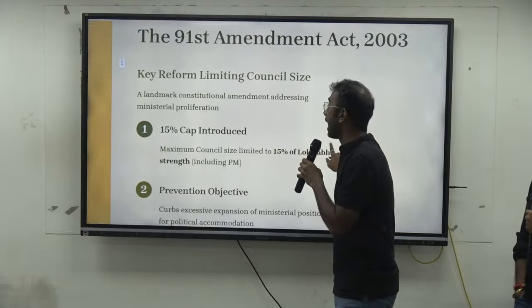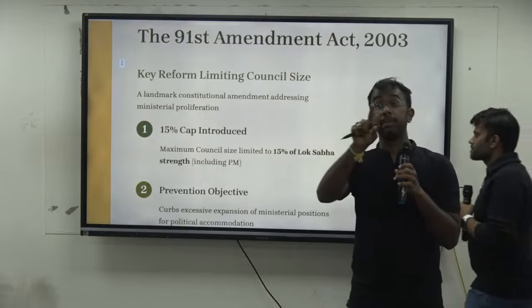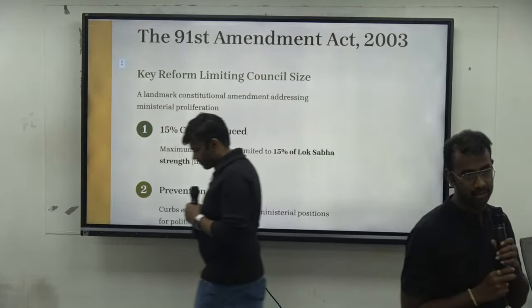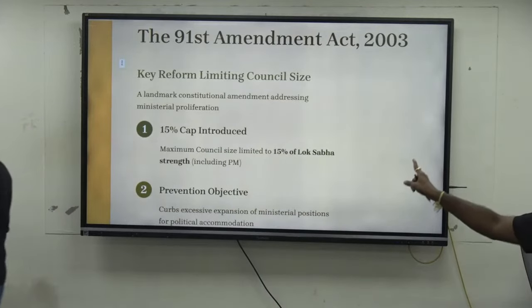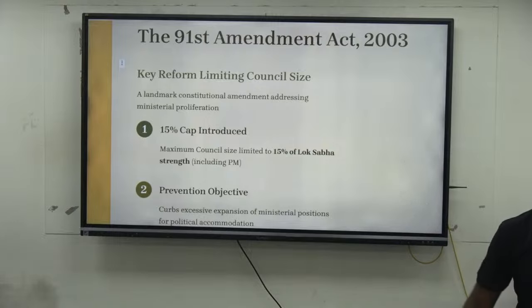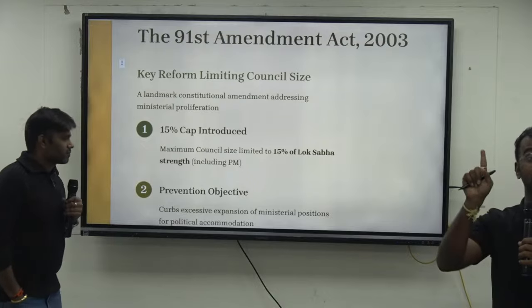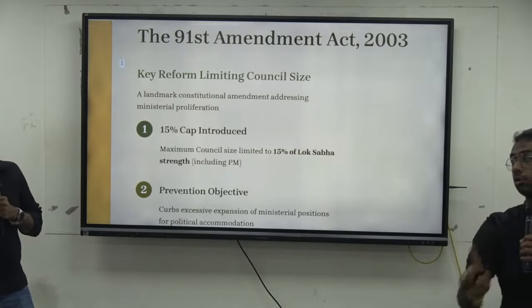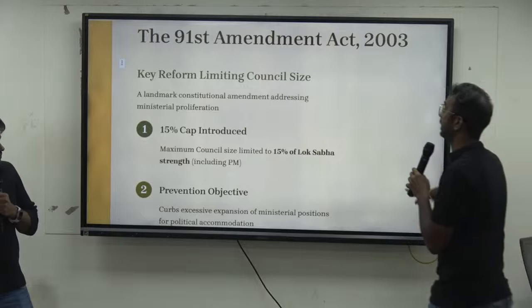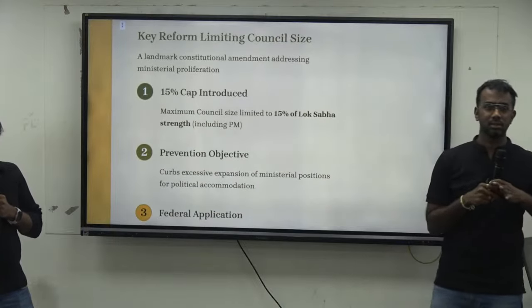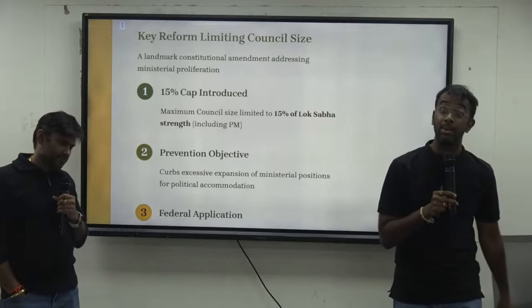Is there any cap for the number of people who can be made ministers in a government? Yes, 15%. It was introduced through the Anti-defection 91st Amendment. Which year? 2003. That is very, very important. UPSC has already asked it 2 times. Which act? 91st Constitutional Amendment Act. 15%. Delhi, less percentage? 10%. Good. For Delhi, it is 10%.